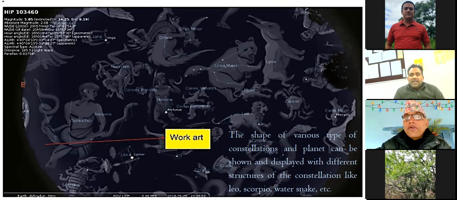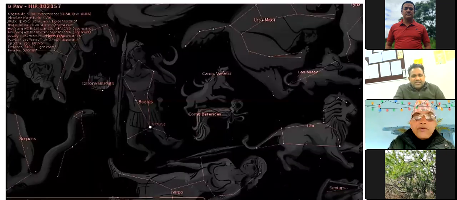So you can choose any part of the world, and you can move to that particular place, and you can see the view of that particular time at that place. You can choose the time also. You can go backward, you can go forward, whatever. So it is a planetarium for your students.